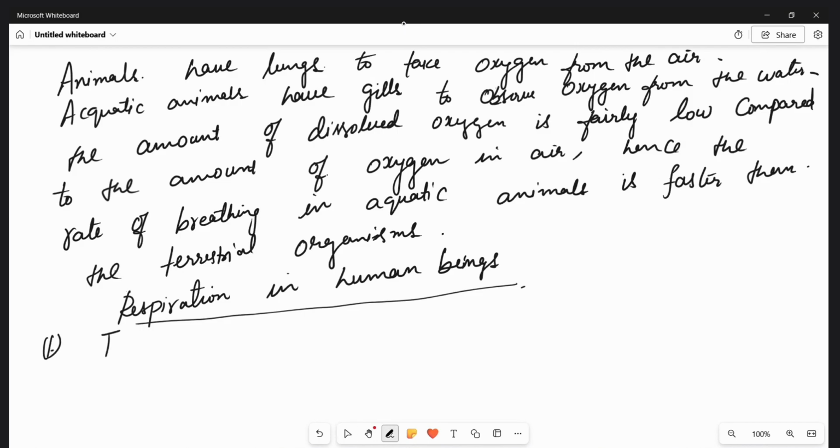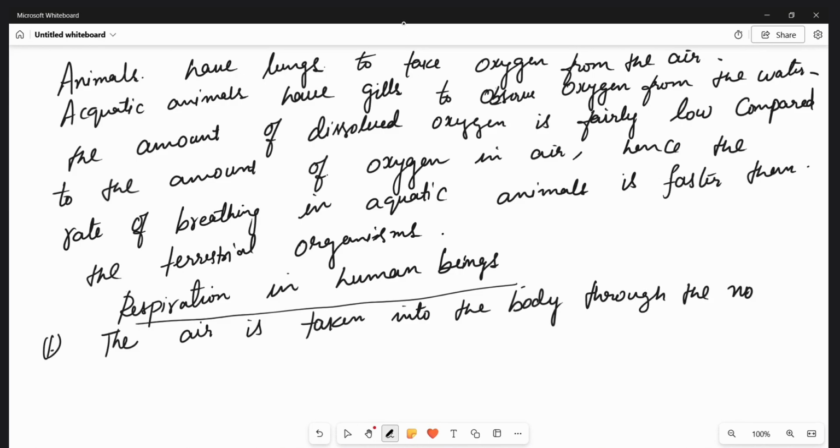The air is taken into the body through the nostrils.